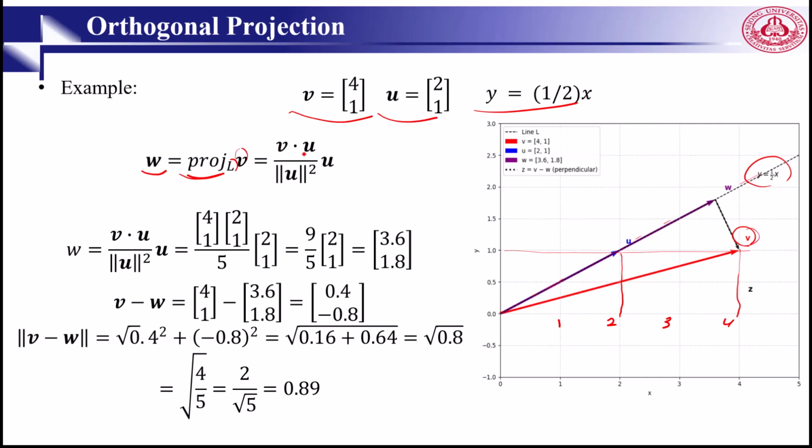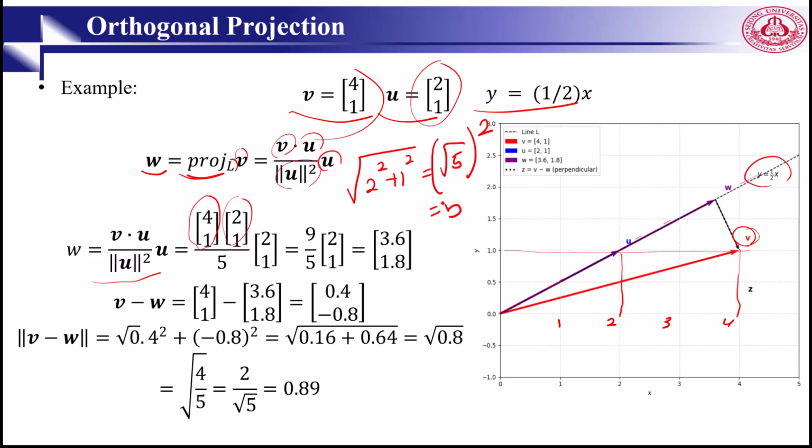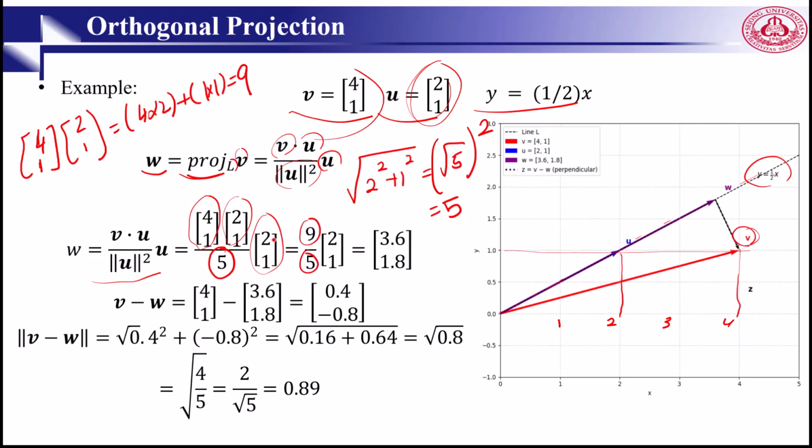To find it, we use V dot U divided by the norm squared of U, multiplied by U. The V vector is (4, 1), the U vector is (2, 1). The norm of U is the square root of 2 squared plus 1 squared, which is root 5, and squared it is 5. So V dot U is 4 times 2 plus 1 times 1, which is equal to 9. So we have 9 over 5 times (2, 1).